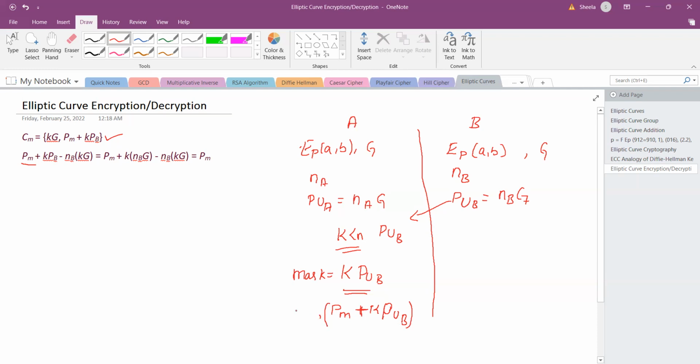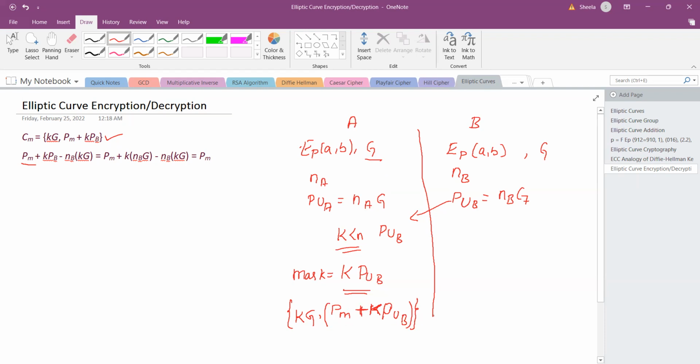So user A will generate a clue, that is nothing but KG, and then send the corresponding 2 points. KG is nothing but K times repeated addition of G. That will give a clue, and K times PUB is the mask prepared by user A to mask the plain text. Now these 2 points are transmitted.